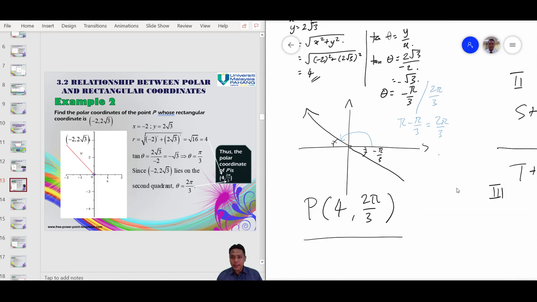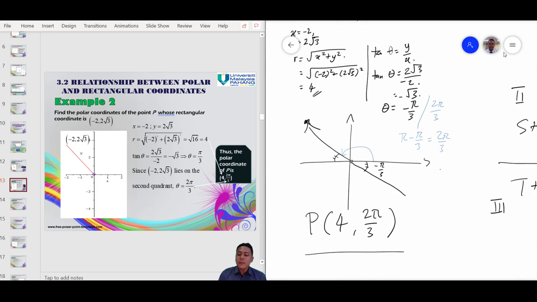But if you want to represent it as negative pi over 3, actually you can do that, but it will result in a negative r there. So if you want to leave it as negative pi over 3, make sure the r also will be negative because it is on the opposite side there. But to be safe, you can maintain it as a positive angle, so it will be much more direct.